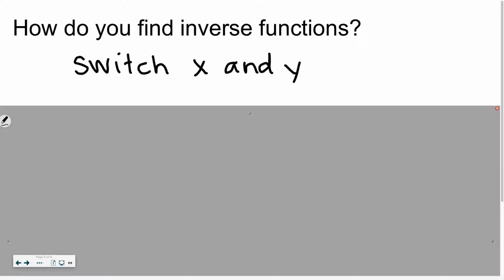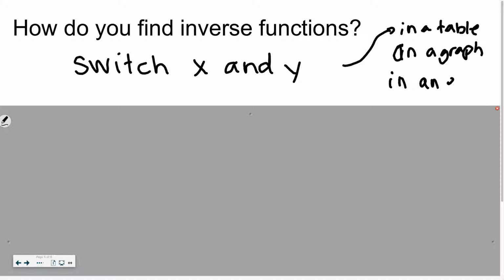Now, it does not matter how your function or relation is represented to you. You could switch X and Y in a table. You could switch X and Y, I'm going to say, on a graph, right? Switch the X and Y coordinates. Or you can switch X and Y in an equation. And that's what we're going to look at, the equation version. Now the equation version has this little tweak to it. Not only do you have to switch X and Y, but then you have to solve for Y. Because you want your equation to look like Y equals. That's how we always write things, right? So if you switch X and Y, then you still got to go back and solve for Y. Okay.